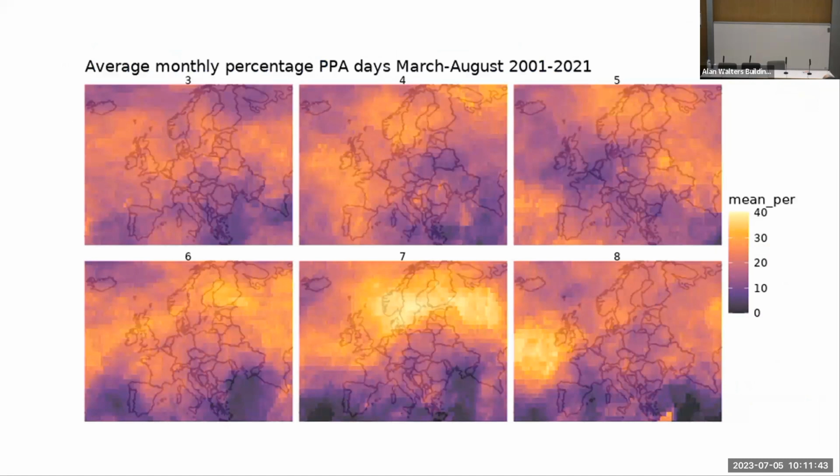So in that 20-year period, we identified 514 PPA events, an average of 24 a year, each extending for a duration of 10 days on average. July and August were the highest monthly percentage PPA days, representing the Scandinavian blocking high and the high pressure system located off the coast of the UK.